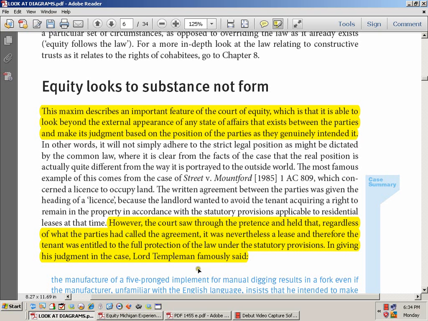Equity looks to substance, not to form. The maxim describes an important feature of the court of equity, which is that it is able to look beyond the external appearance of any state of affairs that exists between the parties and make its judgment based on the position of the parties as they generally intended it.